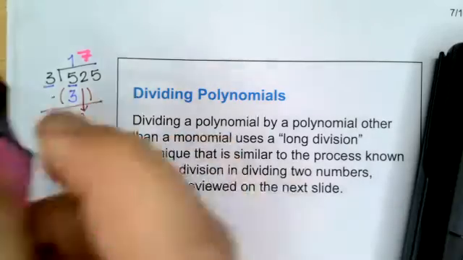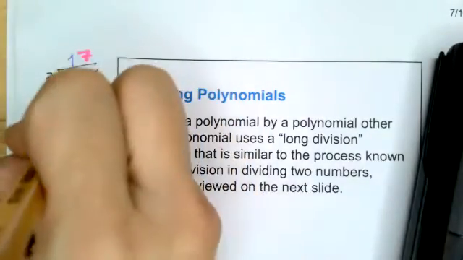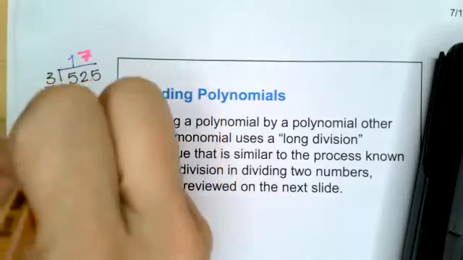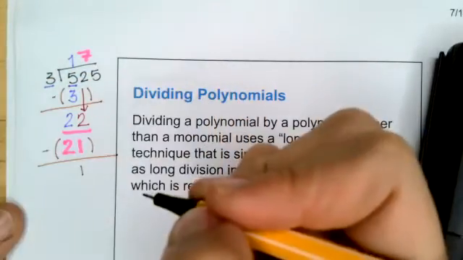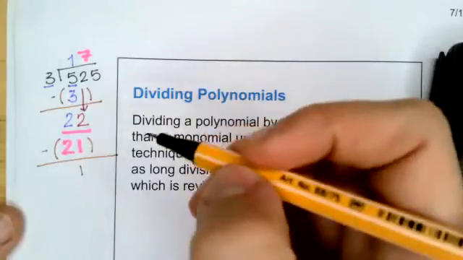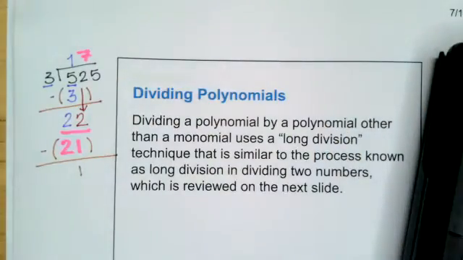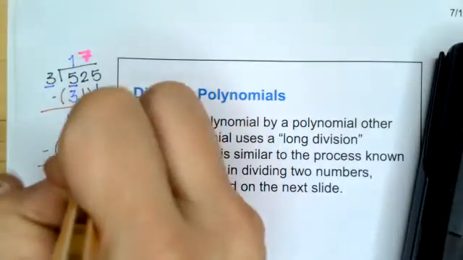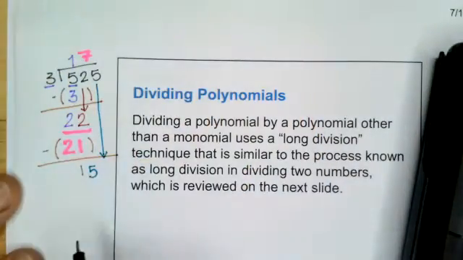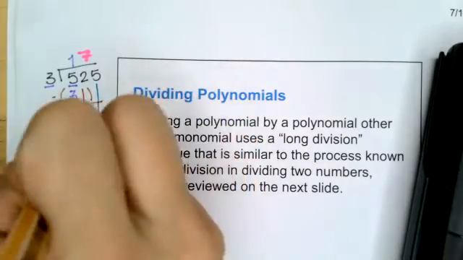It goes right below it. And again, it gets subtracted. 22 minus 21 is just the number 1. Too small to be divided by 3. So we're going to bring down the next number. The next number is a 5. And this is how you long divide. It takes forever. It seems complicated, but that's how you do it.